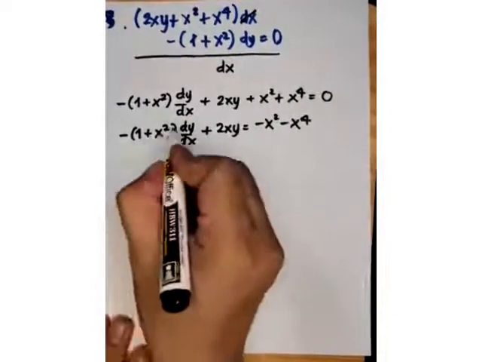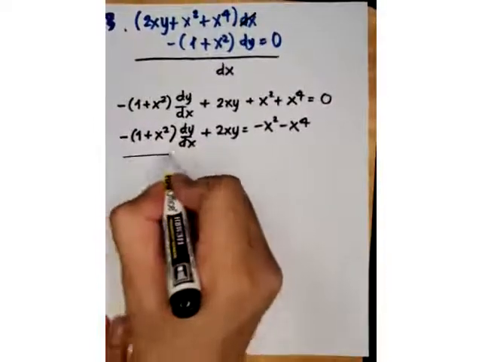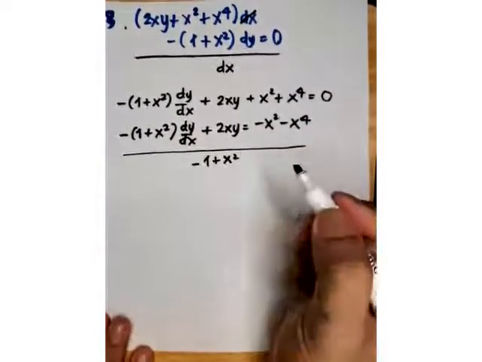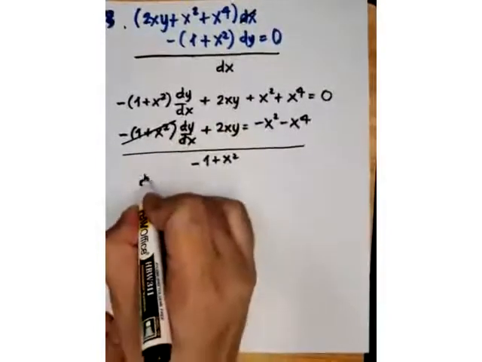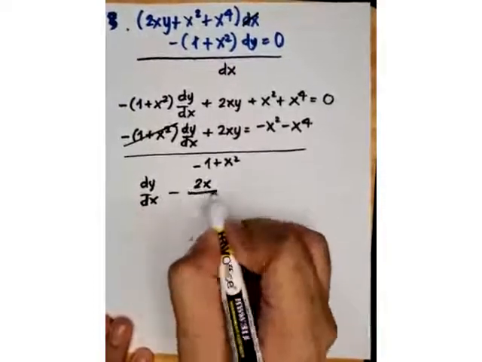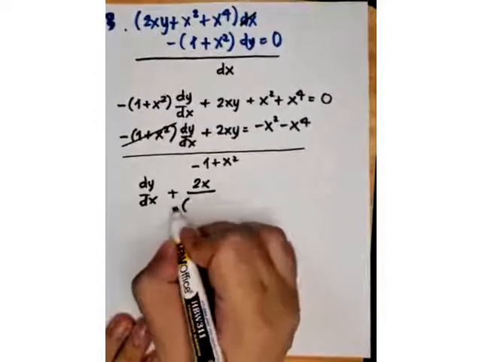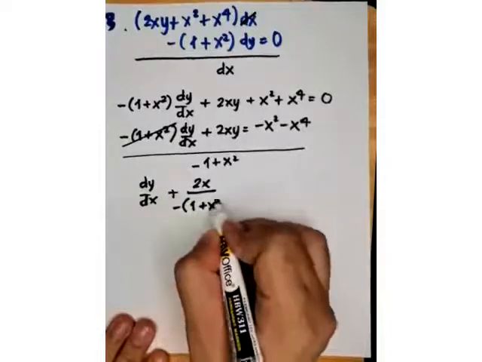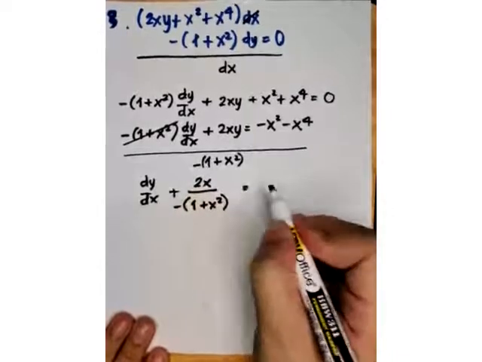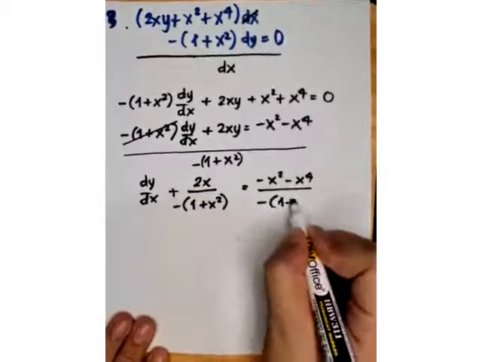Okay, and then we need this. Okay, we don't need this kasama ang dy over dx. So let's divide this by negative 1 plus x squared. So canceled. So I'll have dy over dx plus 2x over the negative quantity of 1 plus x squared, ayan, is equal to negative x squared minus x to the fourth over negative 1 plus x squared.